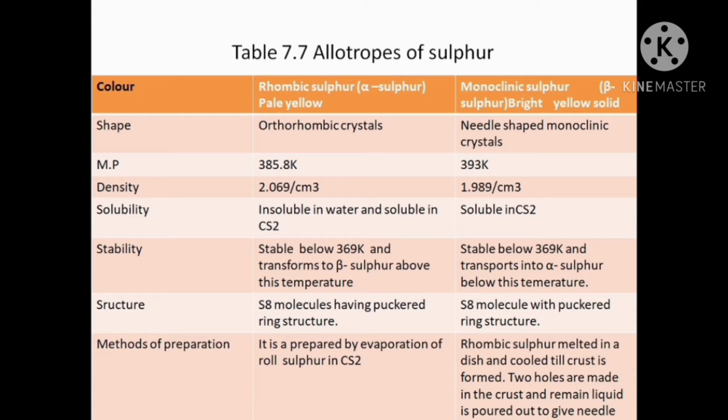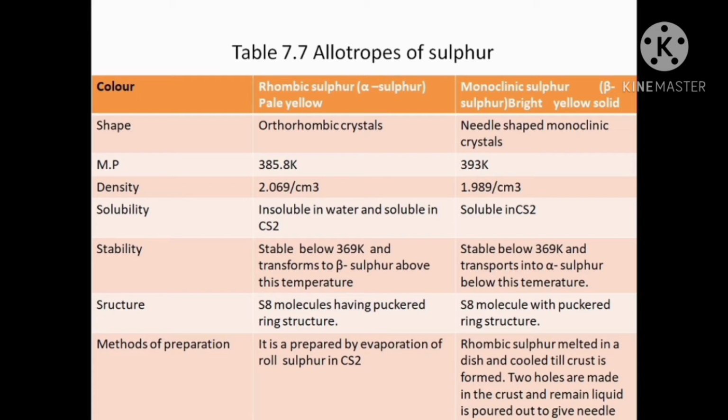Shape: rhombic sulfur has orthorhombic crystals. Monoclinic sulfur has needle shaped monoclinic crystals. The melting point of rhombic sulfur is 385.8 Kelvin, while monoclinic sulfur is 393 Kelvin. The density of rhombic sulfur is 2.069 per cubic centimeter, while monoclinic sulfur is 1.989 per cubic centimeter. Solubility: rhombic sulfur is insoluble in water but soluble in carbon disulfide. Monoclinic sulfur is also soluble in carbon disulfide.